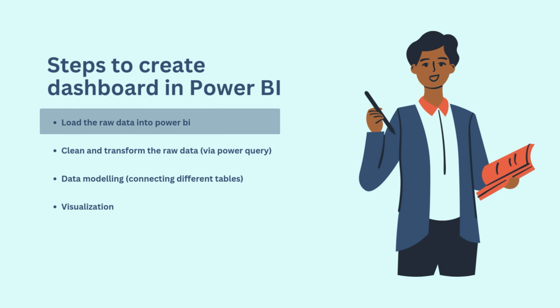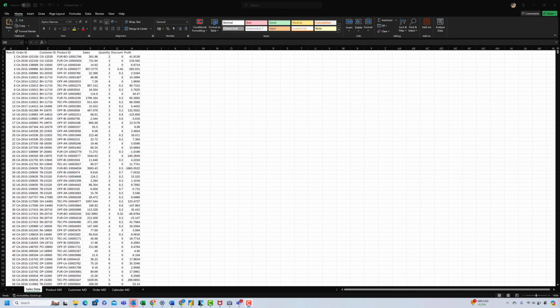But before we learn how to load the data into Power BI, let's have a quick look at our raw data file and see how it looks. This is our raw data file. First, we have the sales data sheet. This is where we have the sales, profit, quantity sold, and discount information for a superstore. Next, we have lookup tables. We have product master data, customer master data, order ID master data, and calendar master data.